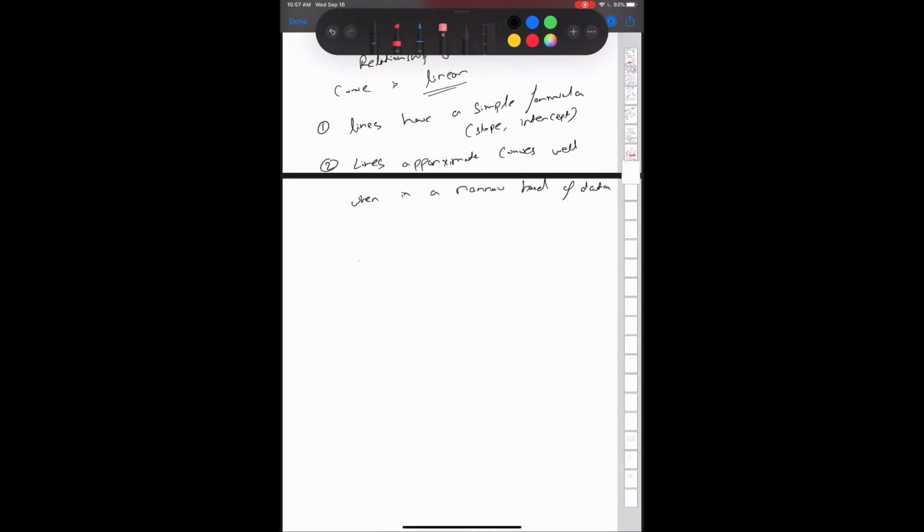Why do we care about knowing the relationship between x and y? The question is, why regression? So there are three main reasons we study regression. One is description, the other is control, and the third is prediction.